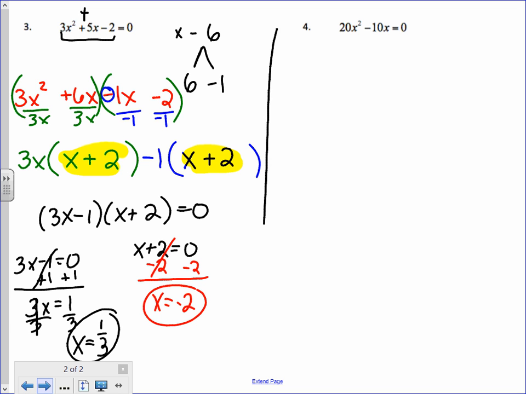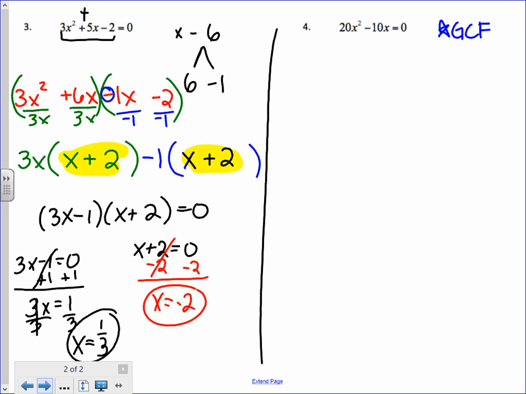All right, last problem we're going to do on this practice. I have 20x squared minus 10x equals 0. Now, there is a binomial here, and there is a minus sign in the middle. But the difference between this and number 1 is that I cannot take the square root of 20 or 10. What I should look for, though, is that there's a GCF in this problem.